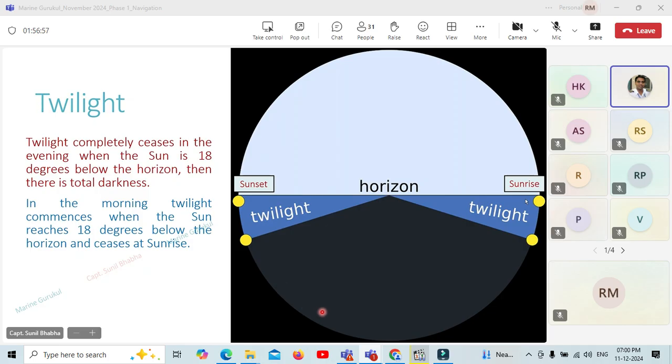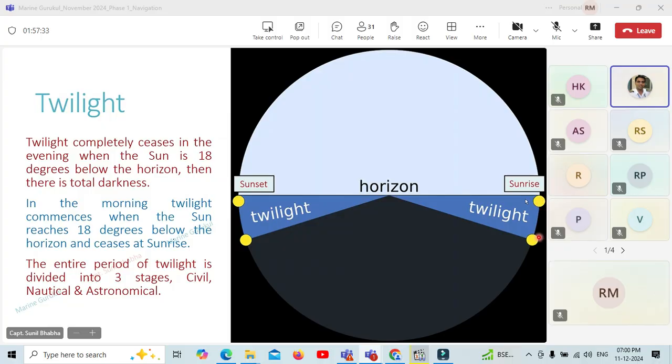Now in the morning, the twilight commences when the sun is 18 degrees below our horizon. That is the period when the twilight starts. Right now, the laser pointer is showing that instant when the sun is 18 degrees below the horizon. We keep on receiving this twilight till sunrise, and as soon as the sun rises, the twilight ceases and we are able to see the sun and receive the sunlight.